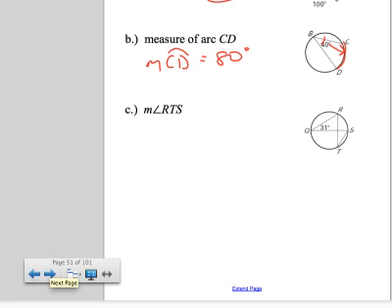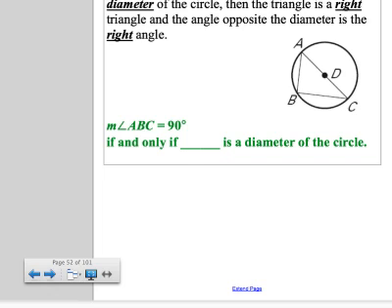Measure of angle RTS. You'll notice that angle RQS and RTS both intercept this arc. Therefore, these angles must be congruent. So the measure of angle RTS must be the same as the other angle, which is 31 degrees. All right, so again, just kind of applying these different ideas that we're looking at.